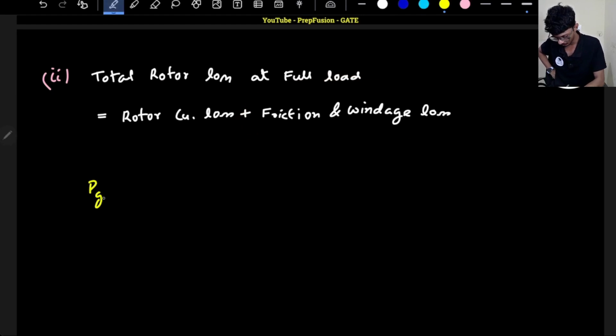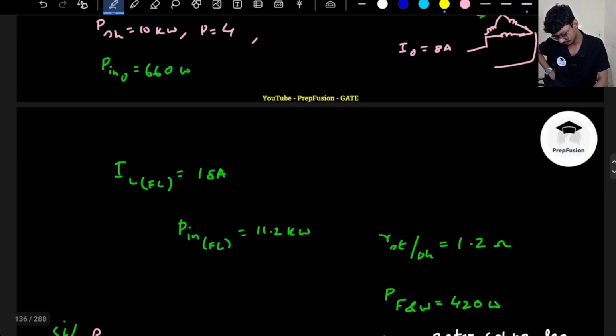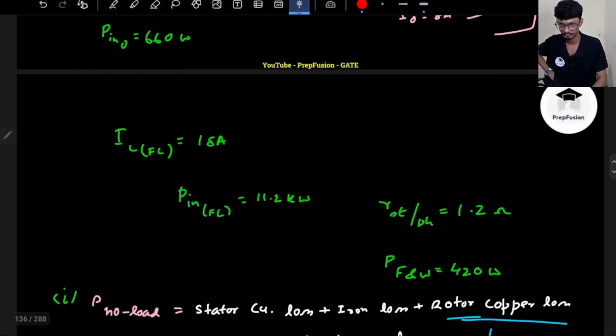I can find out the air gap power, right? What will be the air gap power? Air gap power will be equal to the input power at full load minus the stator copper loss and the iron losses, right? Now, do I know the input power? Yes, they have provided me the input power at full load and the line current at full load. These two pieces of information they have very conveniently provided in the question. So I will utilize that.